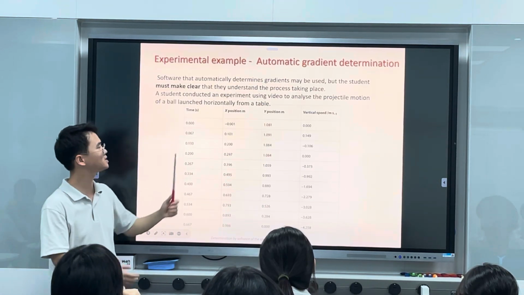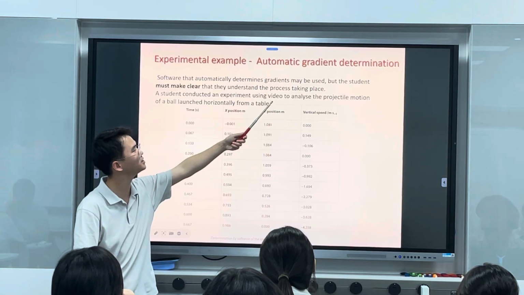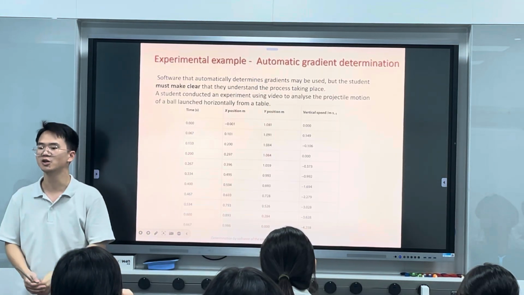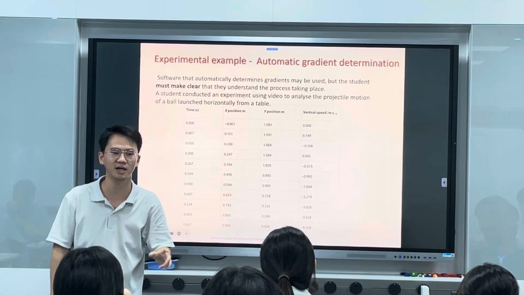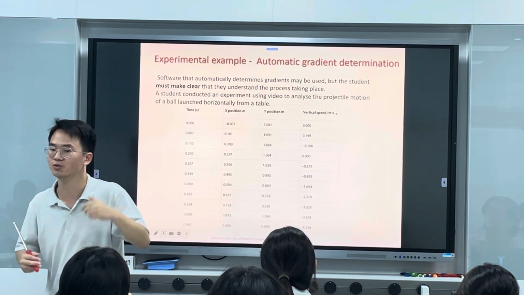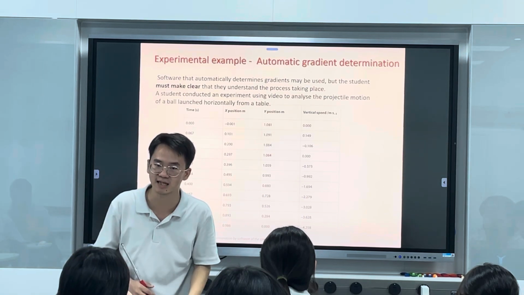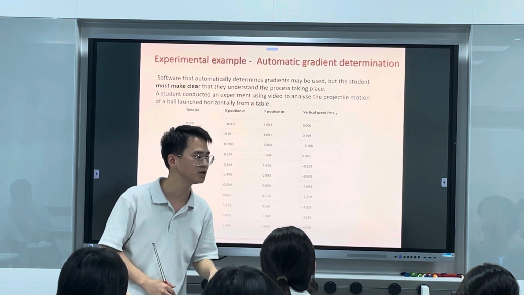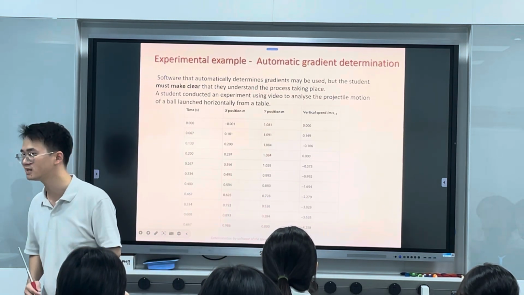So when you use the automatic gradient determination or generator, you should explain clearly how this works to show the examiner that you understand, that you're not being lazy. You know how it works. You need to prove it explicitly.